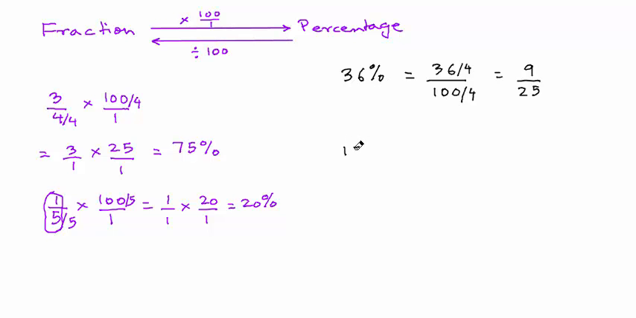Similarly, 15% is equal to 15 over 100. Divide the numerator and the denominator with 5. You get 3 on the top, 20 on the bottom. So 15% translates to the fraction 3/20. And that's how you change between fractions and percentages.